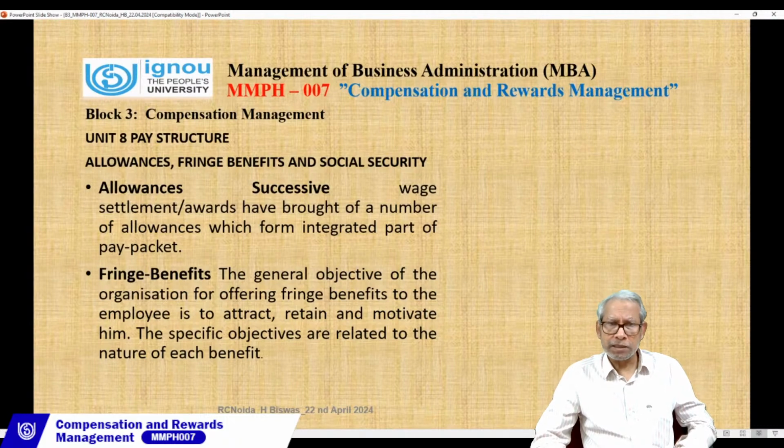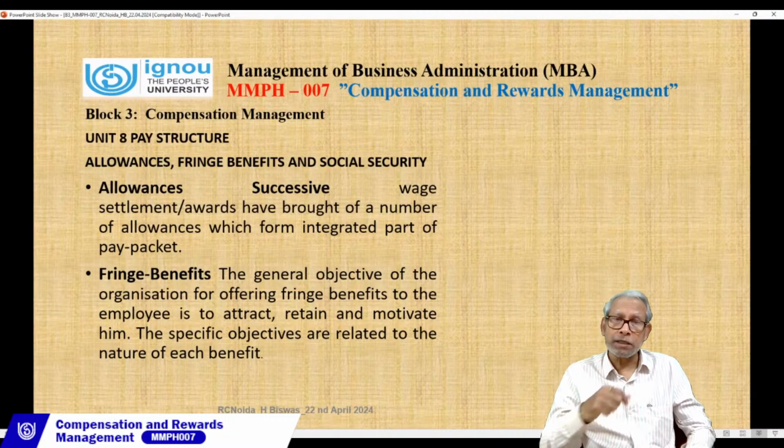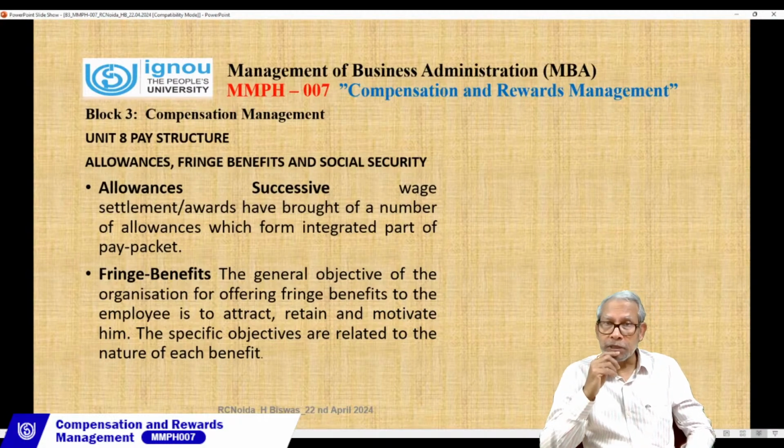Fringe benefits: generally the objective of offering fringe benefits to employees is to attract and retain them and motivate them. Fringe benefits are basically lucrative. People think, okay, I'll get some LTC, I can go to my hometown every year, or maybe some education allowances. If my son scores above 60% marks, then the company will give some extra. This is the tuition fees. So there are some specific objectives related to the nature of each benefit.